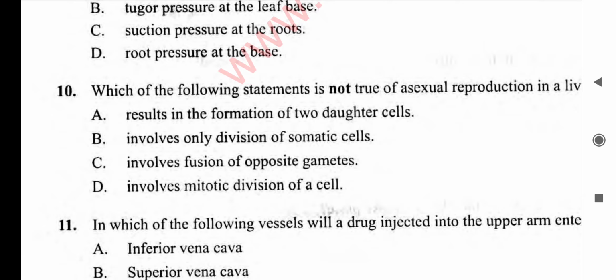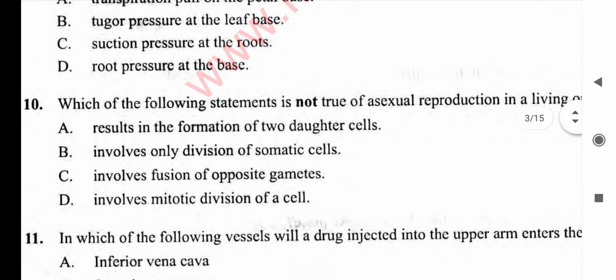D. Involves mitotic division of a cell. Yes, it is similar to A. Formation of two daughter cells is also the process of mitotic division of a cell. And mitotic division takes place in B, somatic cells. So A, B, D are related and they occur in asexual reproduction. But C involves fusion of opposite gametes. No, it occurs only in sexual reproduction.